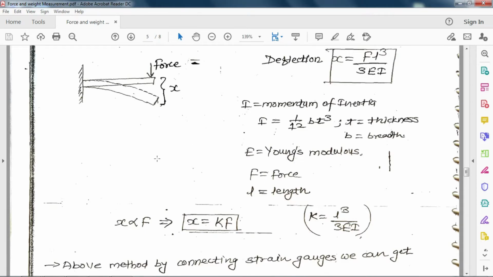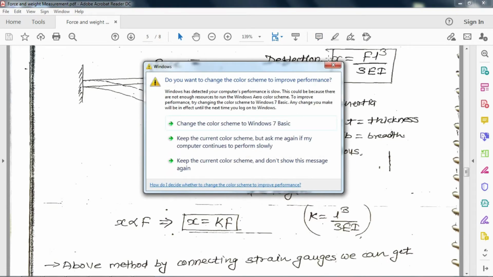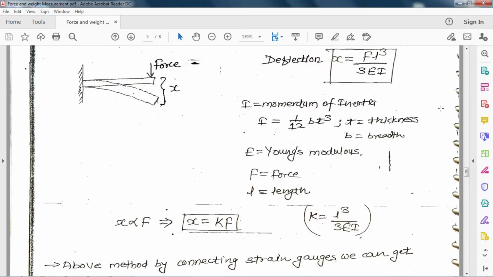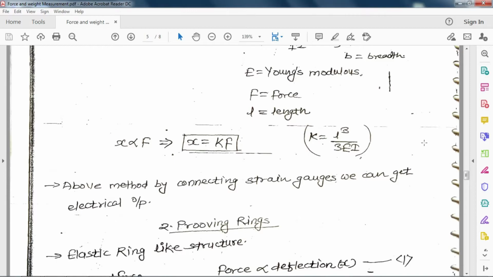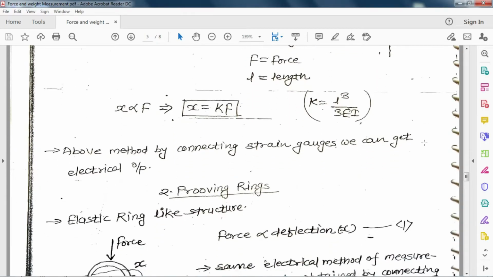Generally in elastic cases, in all the cases, our displacement or deflection is directly proportional to F with some constant K, and this constant varies according to the shape of the structure. So when we use a cantilever, our K is equal to L cube divided by 3 EI, where E is the Young modulus. By using strain gauges, we can get an electrical output.